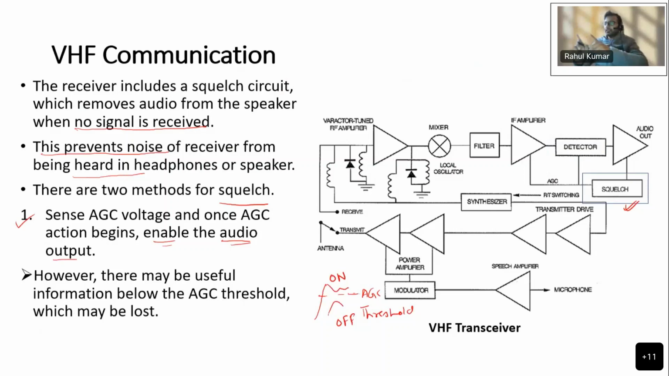Now this method has a limitation. Let's say you have a signal which is just below the threshold, or you may have some useful information below the AGC threshold. So if you have a fixed threshold, then you may lose that data. Okay, so we may lose some information which may be below the AGC threshold. So the first method is not very reliable.